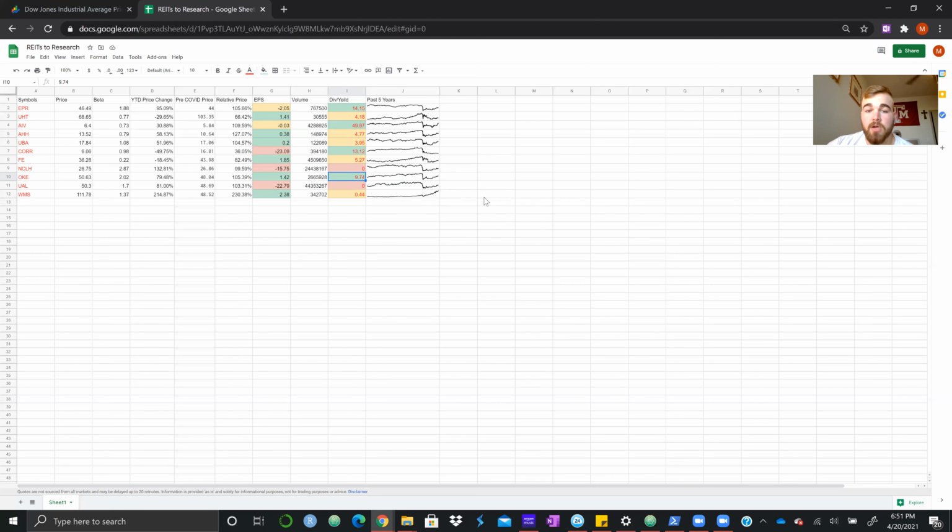So even if the price held constant, I was still making money, even though the price of the stock didn't necessarily go up. But this is a really good way that you could go ahead and use Google Sheets to create a stock screener and find stocks that you like.